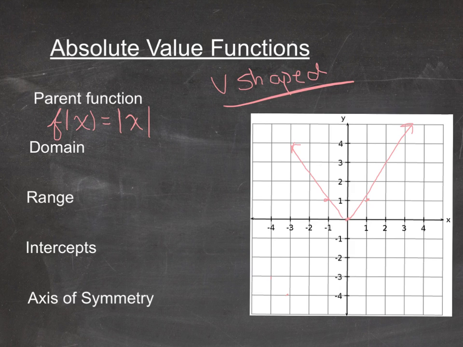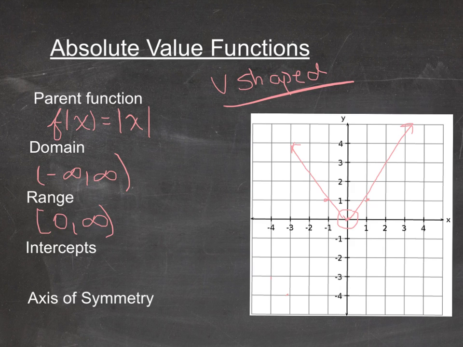And the domain of this parent function, so I can choose any value for x and plug that in, and I'm not going to have any issues. So my domain is negative infinity to positive infinity, and I can see that on my graph as well. My range, I don't have any negative values for y, so the lowest I can go is 0, and then I can go as high as I want. So my range is from 0, including 0, to infinity.